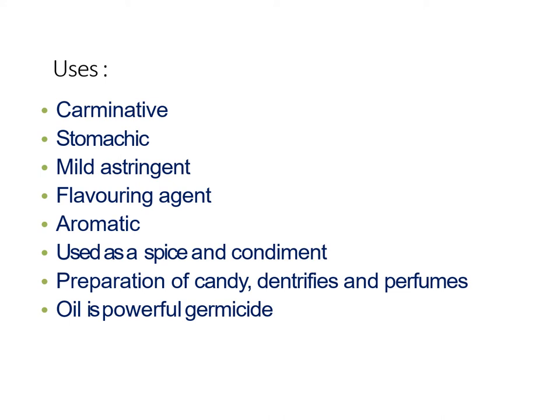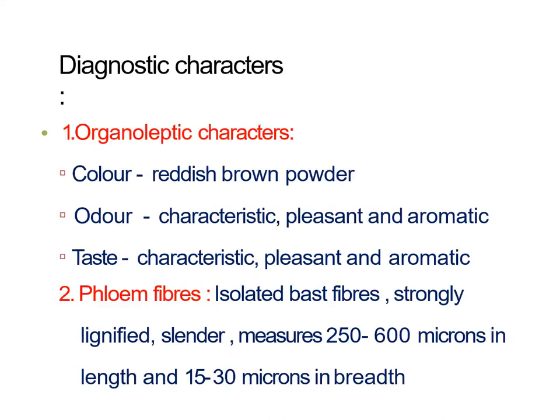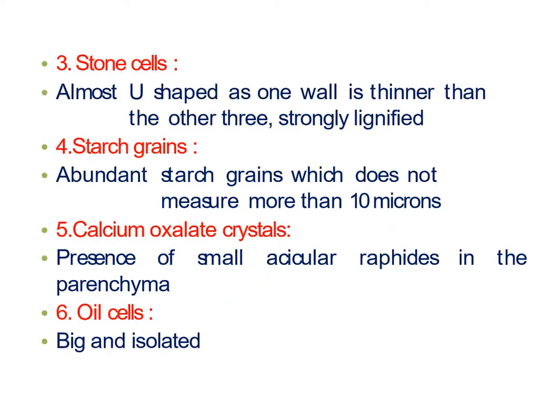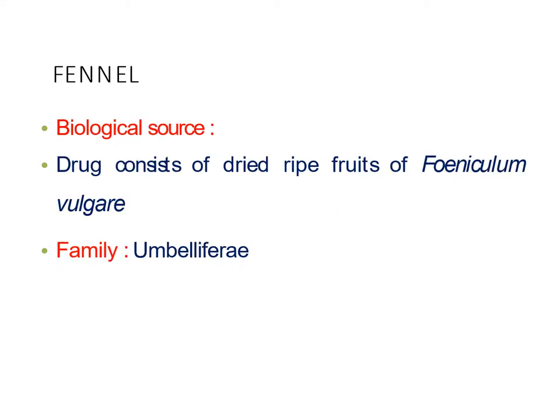Uses: carminative, stomachic, mild astringent, flavoring agent, aromatic, used as spice and condiment, then preparation of candy, dentifrices, and perfumes. Oil is a powerful germicide. The diagnostic characteristics, organoleptic characteristics: color, odor, and taste. These are the organoleptic properties. Then phloem fiber, stone cells, starch grain, calcium oxalate crystals, and oil.